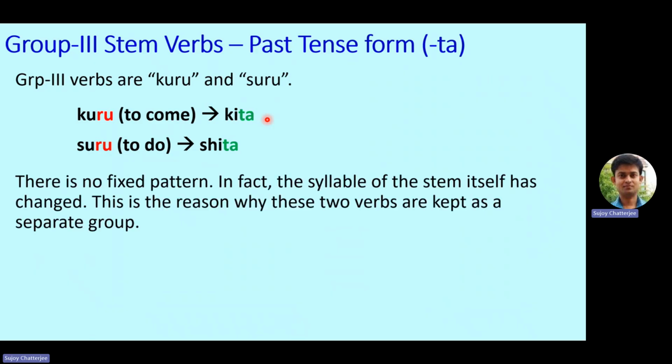So as I said, there is no fixed pattern in this category. In fact, the syllable of the stem itself has changed. That means ku has become ki, su has become shi. So it's not kuta or suta, it's kita and shita. Kuru becomes kita, suru becomes shita. This is the reason why these two verbs are kept as a separate group, and these are called irregular verbs.